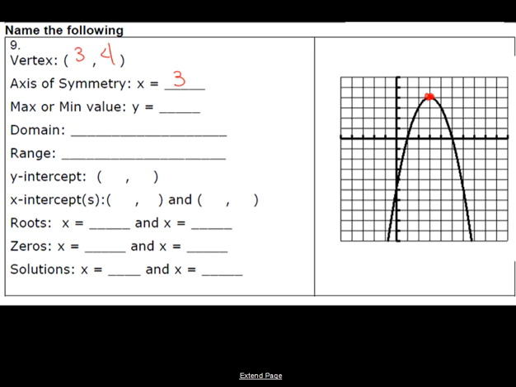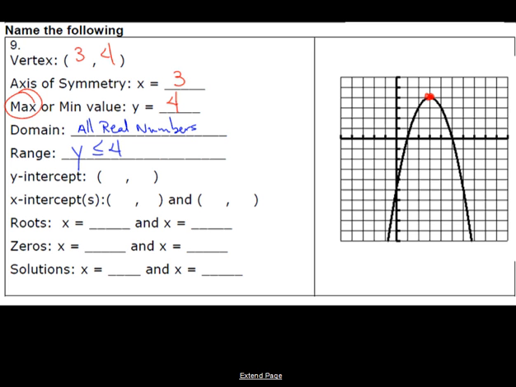This one is going down. Since it's going down, it has a maximum value, and it's going to be y equals the same as my vertex, 4. My domain is going to be all real numbers, because x can be anything that we want it to be. Now the range. The range does have some restrictions. The range is going to be less than or equal to whatever our maximum value is. In this case, it is going to be 4.